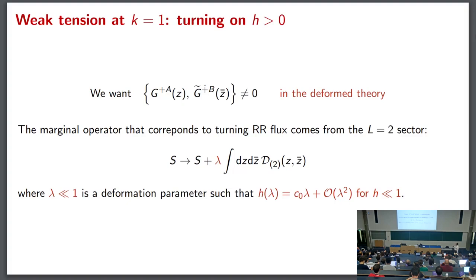So I'm not going to tell you what it is, but you can look it up. You deform your, in principle, action by this lambda, and then you do conformal perturbation theory. This lambda is some deformation parameter which will have to be related to h. So there will be some function h of lambda that, in the way that I wrote it, will have to be linear with possible corrections.